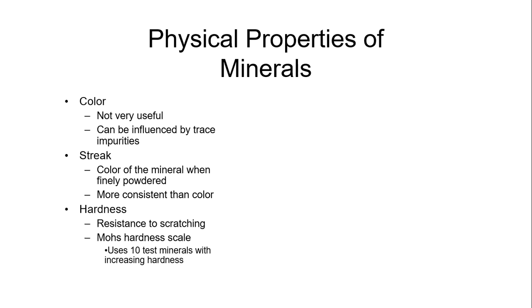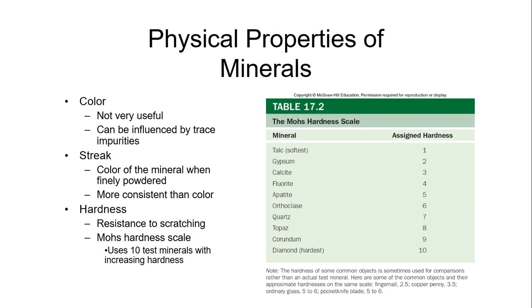Now, another one that's probably very critical in identifying one mineral from another is the hardness. The hardness is defined as the resistance to scratching. We use what's called the Mohs hardness scale, which you can see here in this table. It uses 10 different test minerals with increasing hardnesses. So you take a mineral and you scratch it with one of these materials in the table, and if it scratches, that will tell you the hardness.